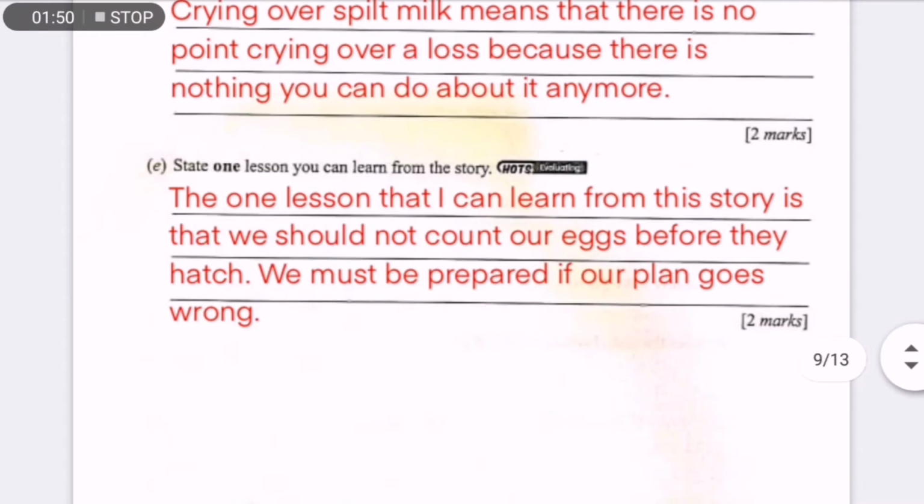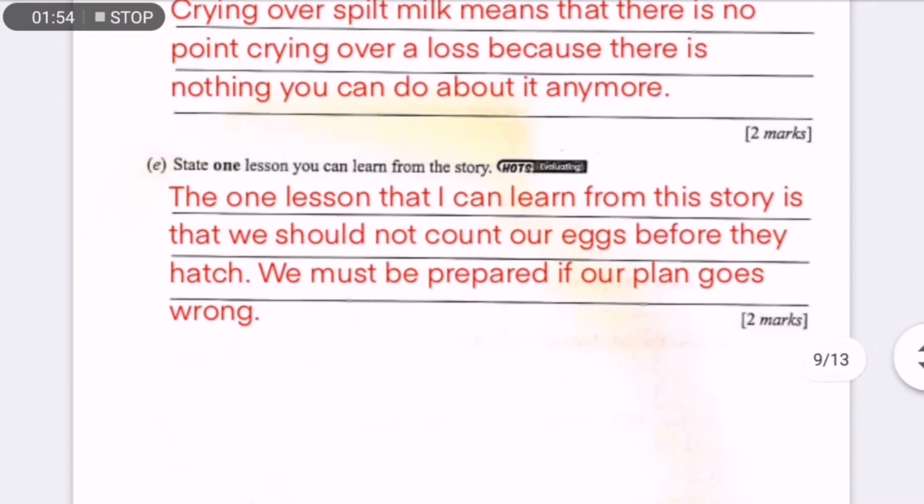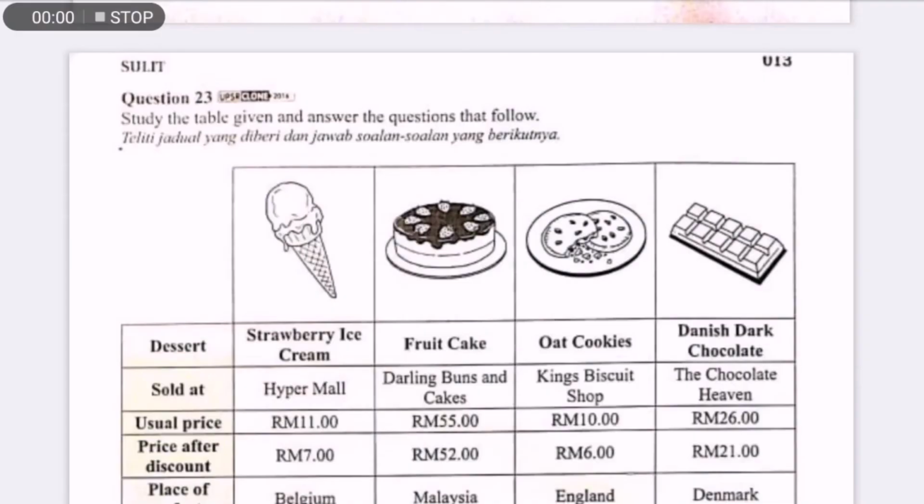Now, state one lesson you can learn from the story. The one lesson that I can learn from this story is that we should not count our eggs before they hatch. We must be prepared if our plan goes wrong. What does it mean by this? It means don't be too excited about something that you're not sure of yet, and always have a plan B in case something goes wrong.